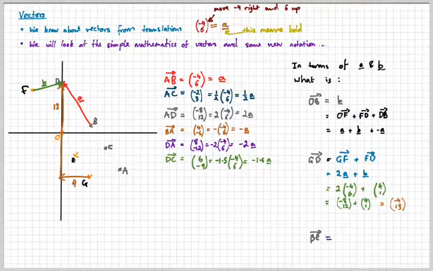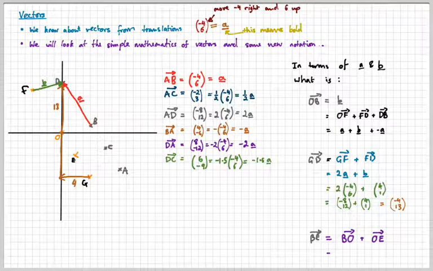Okay, let's look at B to E. So B to E, maybe pause the video and see if you can do it yourself. You can think about B to E though as going from B to O and then from O to E. There's different ways you could do it. You could have gone from B to C and then from C to E, or you could have gone in a long direction. You would end up with the same thing, hopefully.